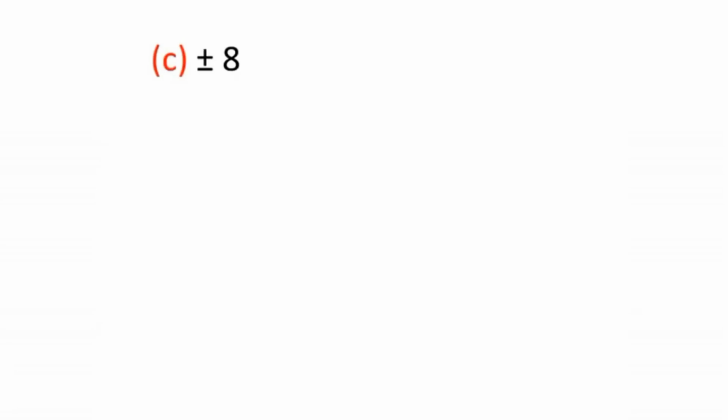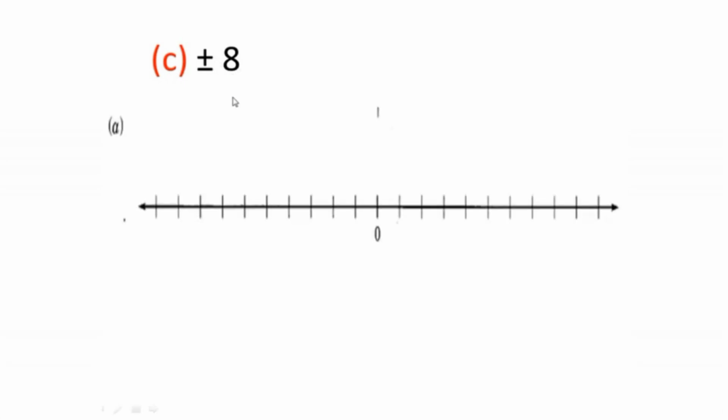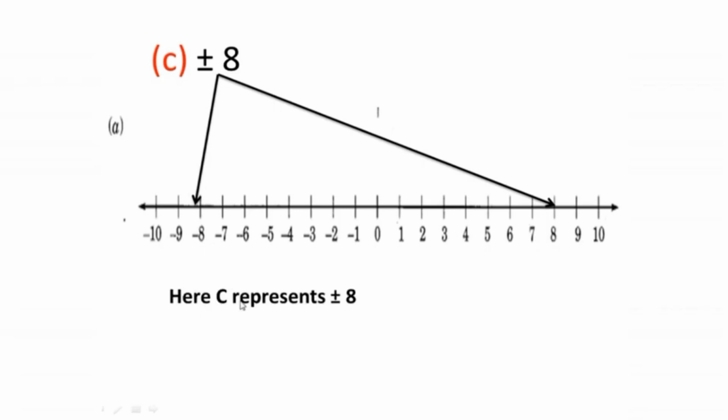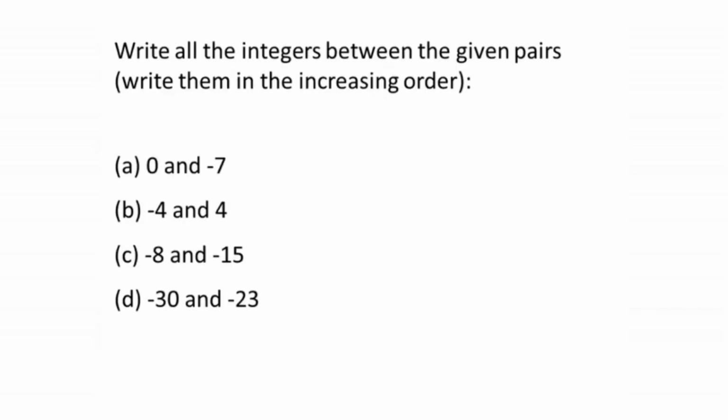And the next one is plus or minus 8. Plus or minus 8 means plus 8 and minus 8. Look here, at the midpoint it is 0. At the right hand side the positive values come and at the left hand side the negative values come. You can see plus 8 at the right hand side and minus 8 at the left hand side. Both combine together here. C represents plus or minus 8. I think you have studied all these things in class 6. Let's see what the next concept is.